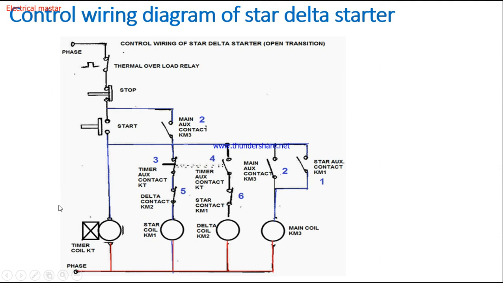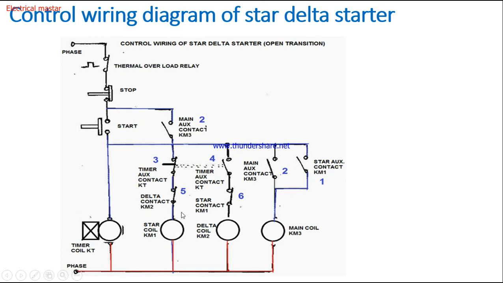Normally a star delta starter has a delay of 10 to 15 seconds. So while it is waiting for the delay seconds, the timer will remain NC. So the same phase supply will be extended here. It is connected to the timer NC, going to the delta contactor NC, and going to the star contactor coil supply. So the star contactor now picks up.